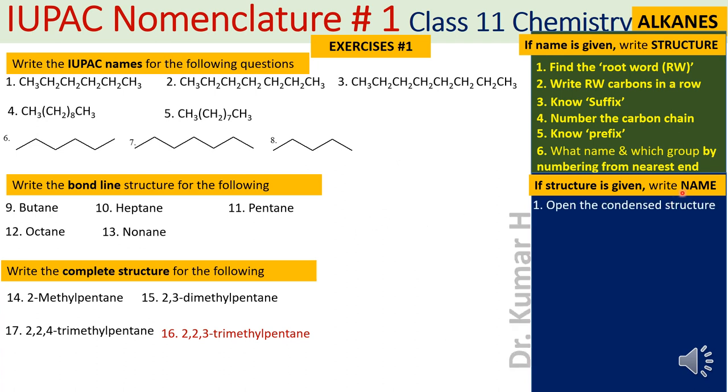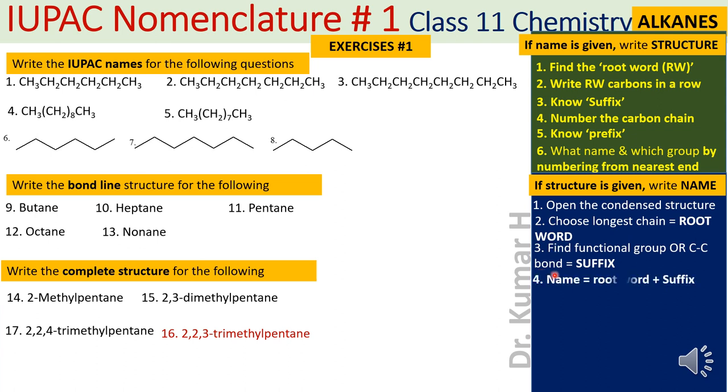If the structure is given, write the name. Once again, if any structure is given, you have to expand the condensed structure, then choose the longest possible chain. When you stretch it, you will come to know how many carbons are there in the chain. Note down the number of carbons, that gives the root word. After that, find out the functional group, or whether the bond is a single bond, double bond or triple bond. That will give the suffix. Once you know the root word and suffix, that gives the basic name of the compound.